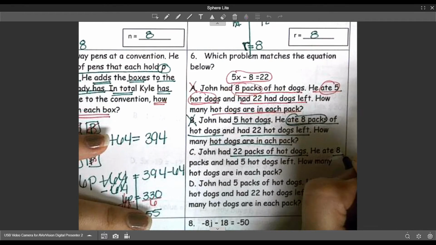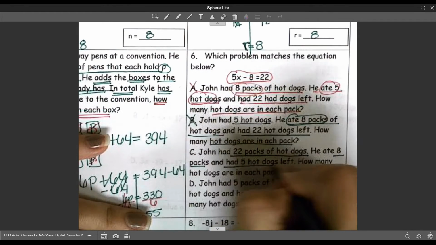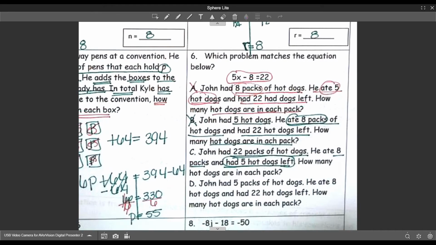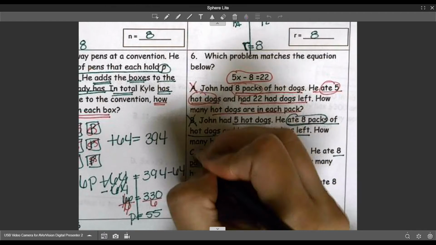Letter C. John had 22 packs of hot dogs. He ate 8 packs and had 5 hot dogs left. True. Yes or no? Very good. No, obviously he did not have 5 hot dogs left. It says he had 22. So the answer is not letter C.